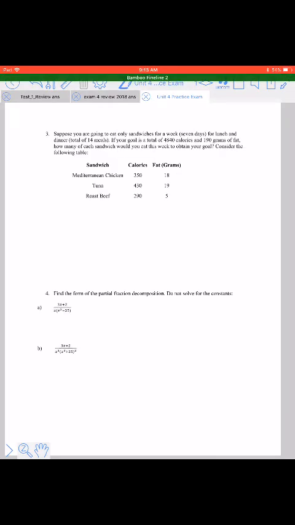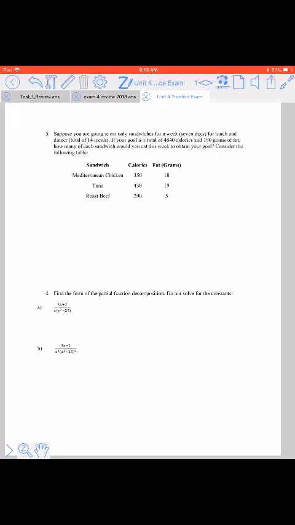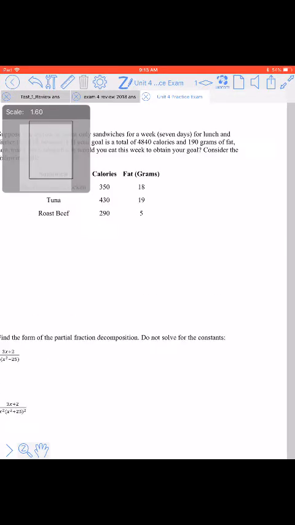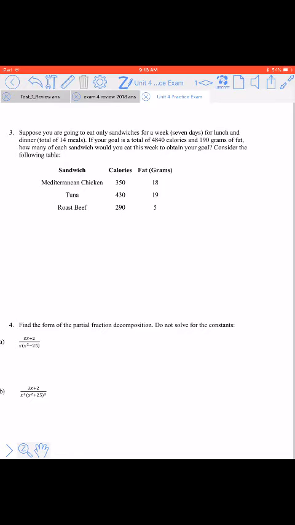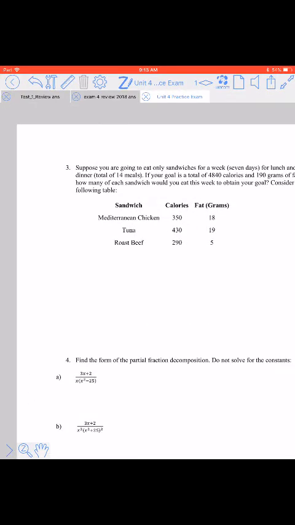All right, question 3. We have 3 types of sandwiches: Mediterranean, tuna and roast beef. And using the information given, we got to figure out how many of each type of sandwich should you eat to obtain your goal of 4,840 calories and 190 grams of fat. So I'm going to let that one equal x, that one equal y, and that one there equals z.